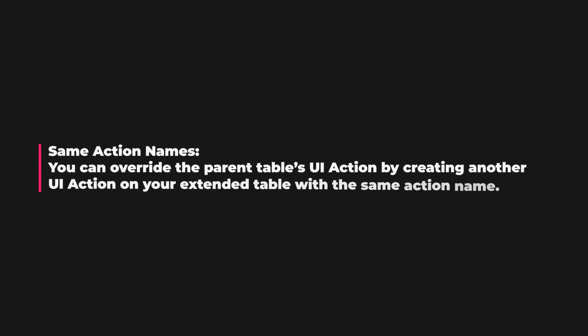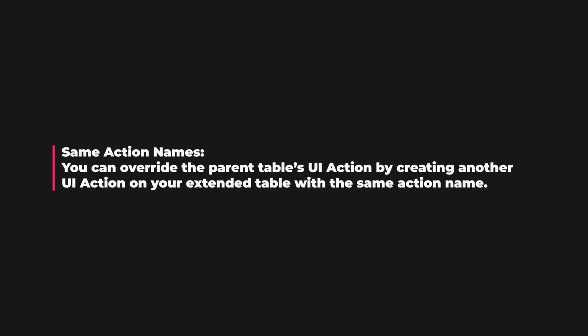Our seventh nugget of knowledge is related to overriding parent table UI actions. There are UI actions that are defined on a parent table, like the task table, and you may not want that UI action to apply to a specific child table, like incident or a custom task extended table. In those situations, you can override the parent table's UI action by creating another UI action on your extended table with the same action name. So this will basically substitute the parent UI action.